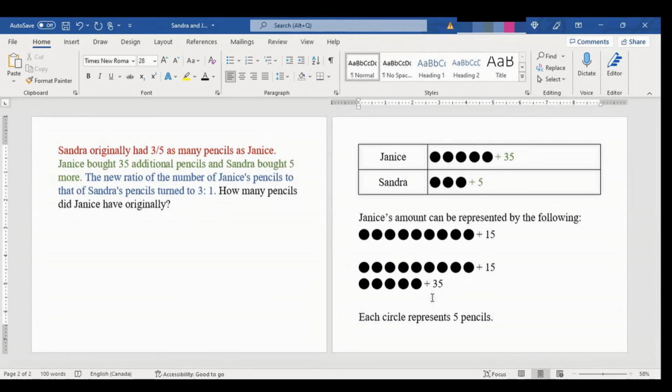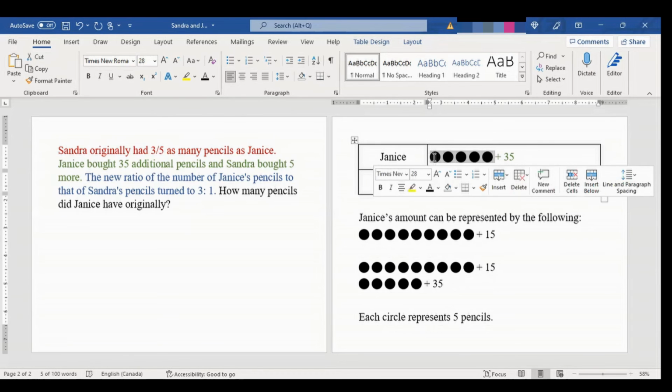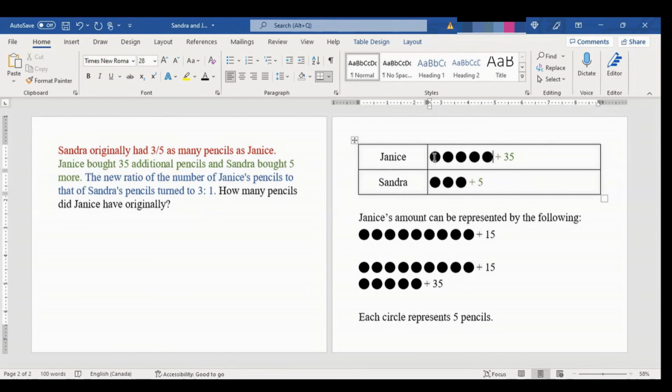Now that we know that, we can find out the original number of Janice's pencils. We're not going to count the plus 35, since that was because she bought 35 additional pencils. That's different than the original amount. We're going to count these 5 circles right here, each of which represents 5 pencils. Each circle represents 5 pencils, and there are 5 circles. Janice originally would have 25 pencils. And we'll write that down as our answer. Janice originally had 25 pencils. So we finished doing this problem.